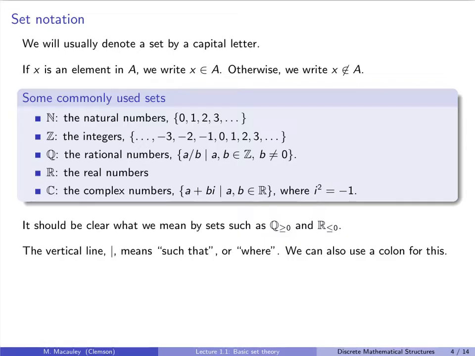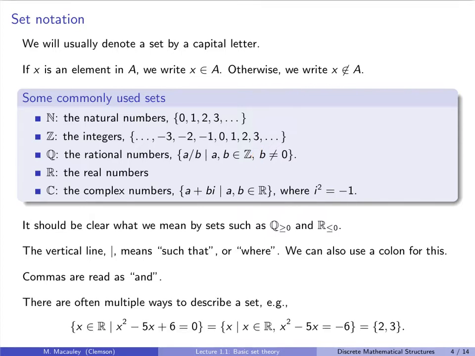Now hopefully you've gotten this from context, but just to clarify, a vertical line in these notations means "such that" or "where", and we can also use a colon for this. Commas are read as "and", by that I mean this type of comma. So we say A and B are integers and B is non-zero.